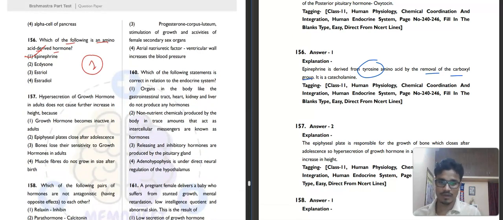Then question number 157. Hypersecretion of growth hormone in adults does not cause further increase in height. Why? Because growth hormone becomes inactive in adults? No. Epiphyseal plates close after adolescence. Okay, so the second option will be your correct answer.